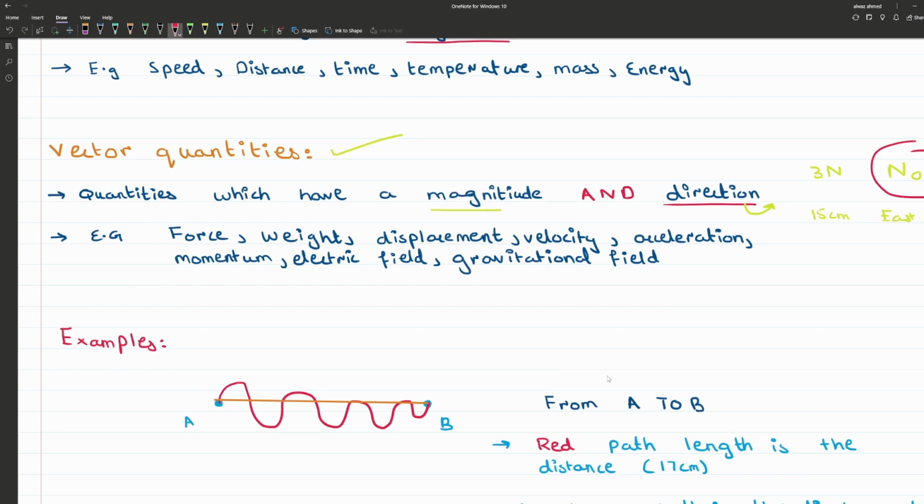So for vector quantities we've got force, weight, displacement, velocity, acceleration, momentum, electric field and gravitational fields. All of these quantities have a magnitude and direction.